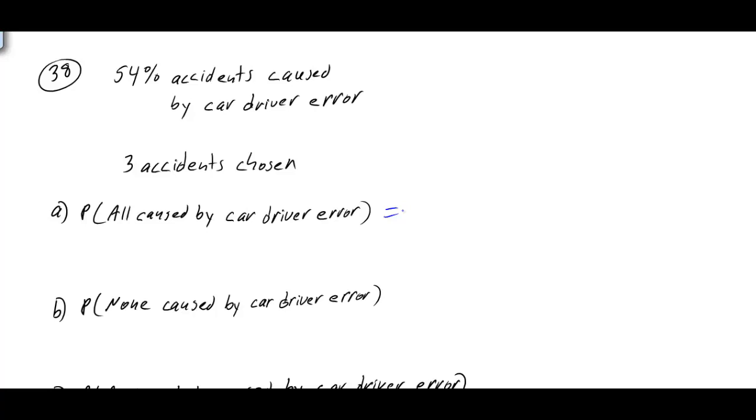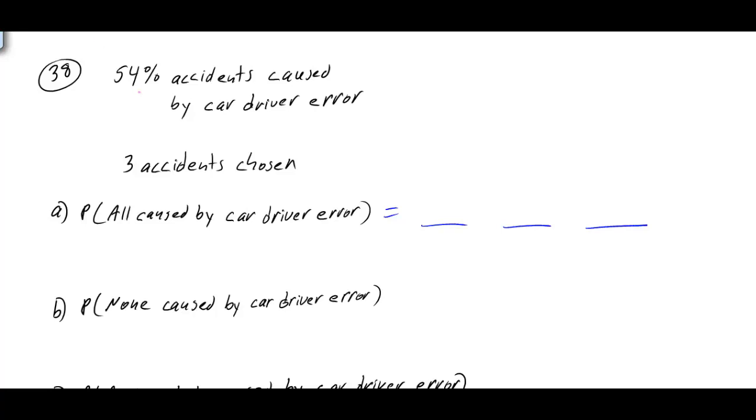Okay, so that means we're looking at those that are caused by car driver error, and they tell us that 54% are caused by car driver error, and we're going to select 3. So if we select 3, what's the probability of the first accident being caused by a car driver error?